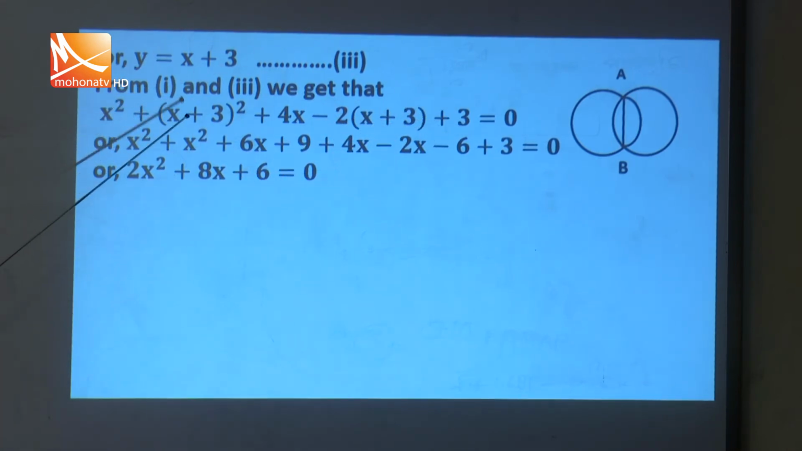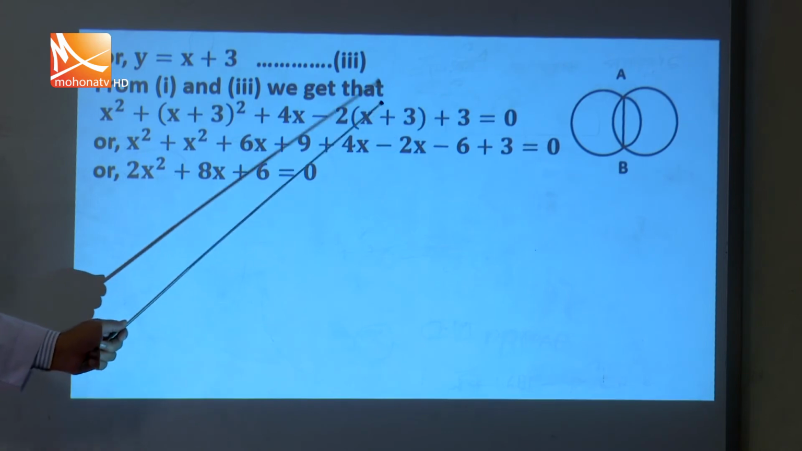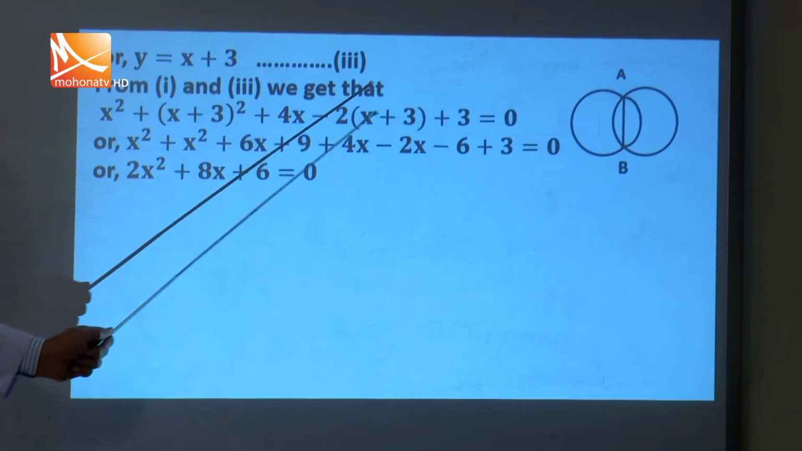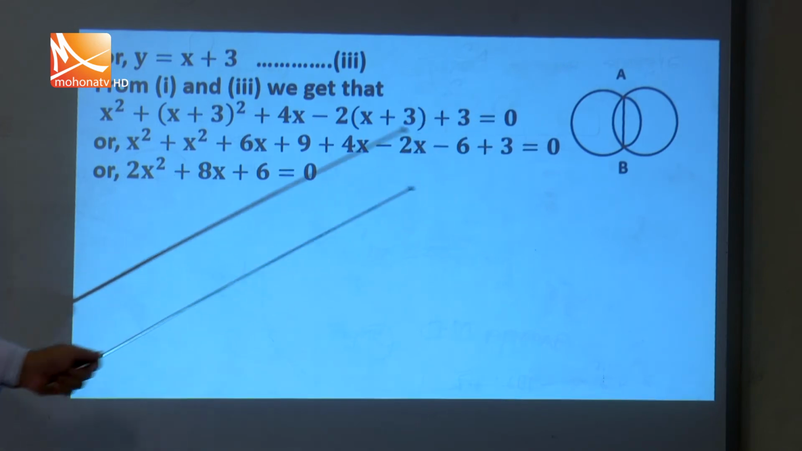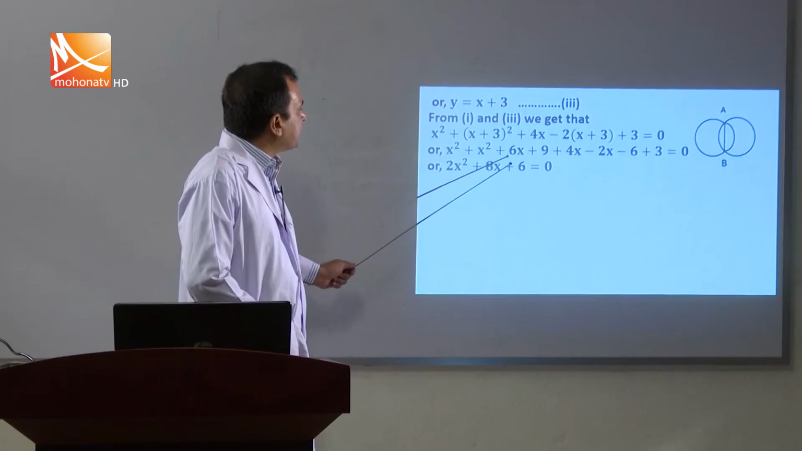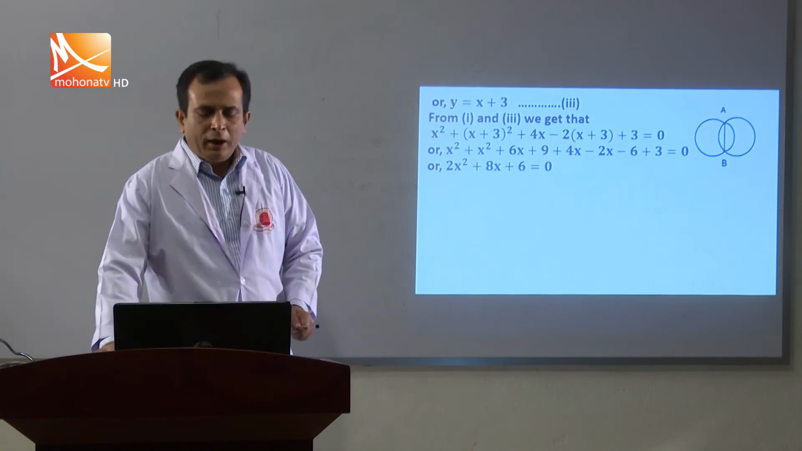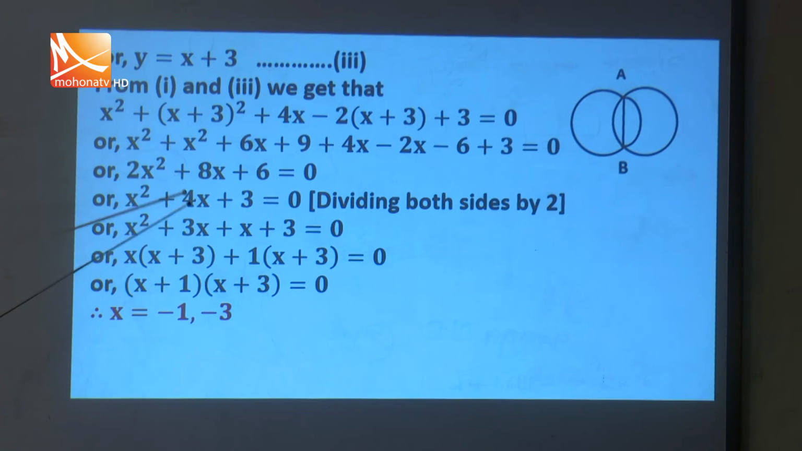This x plus 3 whole square, if we expand with the help of the formula of a plus b whole square, it will be x square plus 2 into x into 3, that is 6x, plus 3 square, this is 9, plus 4x minus 2x minus 6, 2 threes are 6, plus 3 equals 0. If we make calculation of this part, we will get 2x square plus 8x plus 6 equals 0. Now if we divide both sides by 2, then we will get x square plus 4x plus 3 equals 0.